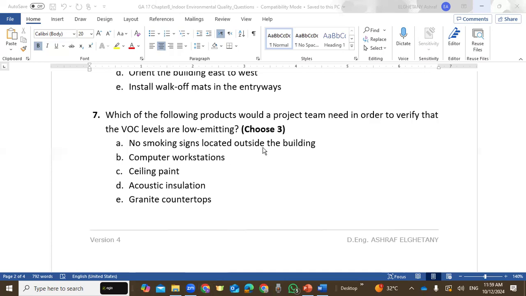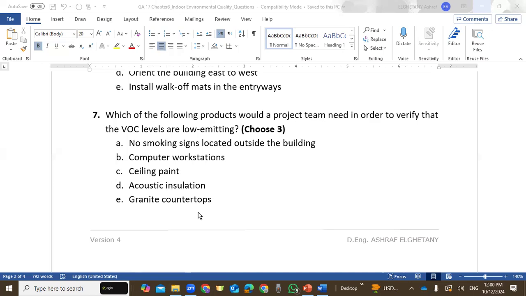No smoking signs located outside the building, computer workstation, ceiling paints, acoustics, granite. Ceiling paints, acoustics, and yes, only the small mistake: ceiling and acoustic and computer workstation. Why? They might be wood, but granite, no. Granite is not having impact. Granite does not count. Granite, marble, and so on.